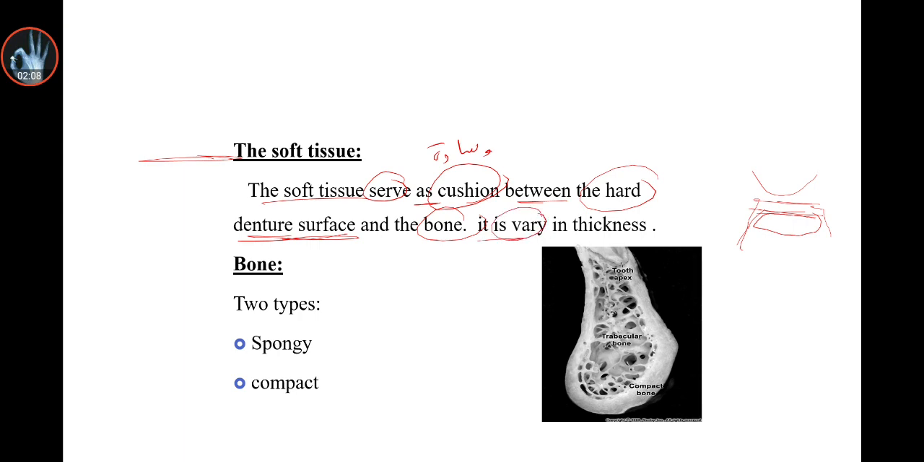It is very or vary in thickness. Vary in thickness means differ in thickness، يعني تختلف في الثيكنس تبعها، في السمك تبعها. There is some specific area have a thin thickness and other specific area have a thick thickness. يعني في أماكن فيها السمك تبع الأغشية الناعمة هذه يعني تكون نحيفة، وفي أماكن تكون سميكة.